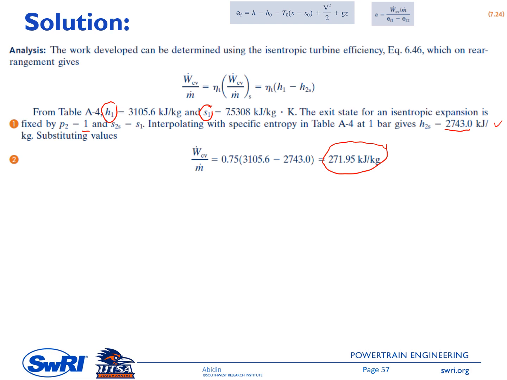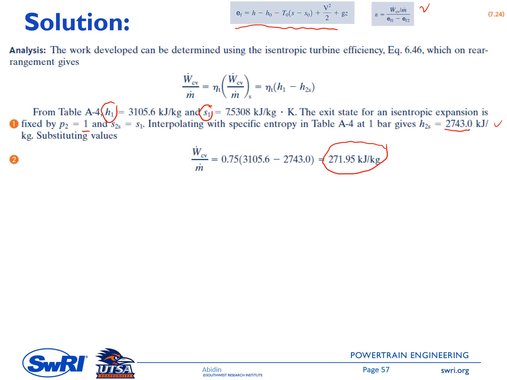So using equation 7.24, which I showed on the top right side here, this exergetic efficiency is the ratio of the work over the change of the exergy flow. The exergy flow at the individual point can be calculated using this one. We only need to calculate the exergy flow difference between point 1 and point 2.